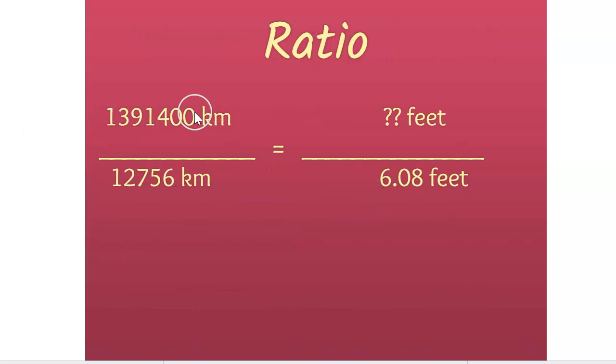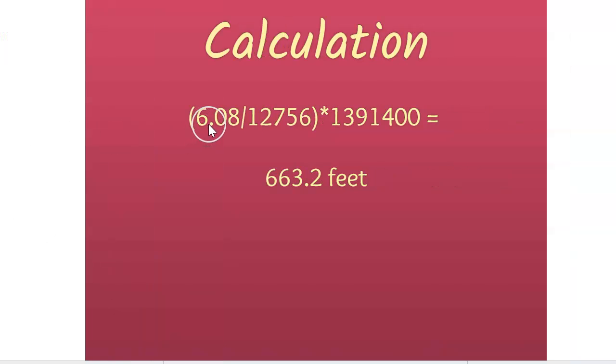If the Earth is 6 feet tall, then how tall would the Sun be? So we set this ratio up. We have the diameter of the Sun in kilometers over the diameter of the Earth in kilometers, and we have how tall the Sun would be if I am 6 feet tall and I'm the Earth. So it's a little ratio in proportion here. To do this calculation, we multiply both sides by 6.08 to get the height of the Sun by itself, and divide that by the diameter of the Earth. So this is your conversion factor for the rest of your model.